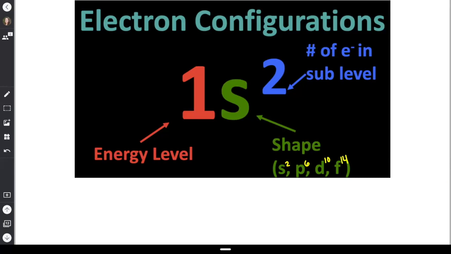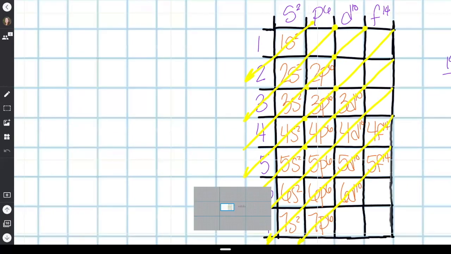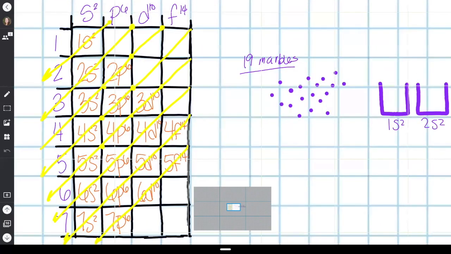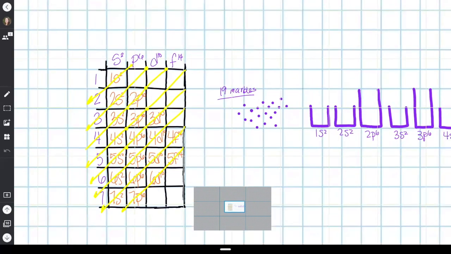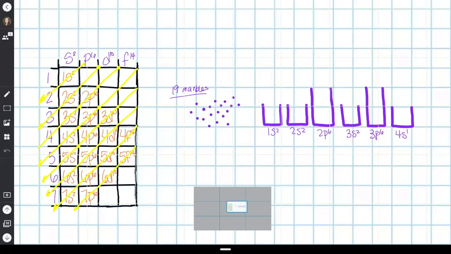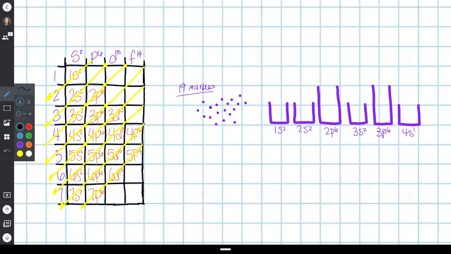As you move that one up, fill that one up, you move to the third one. One example that I like to use is to think of it as marbles in a bucket. So we're going to go back to this, and over here to the side, I've drawn you 19 marbles. I'm going to follow along through my chart and place those 19 marbles in the correct energy levels and orbitals which they should fill.